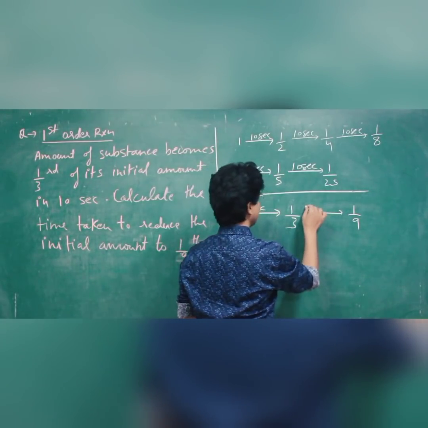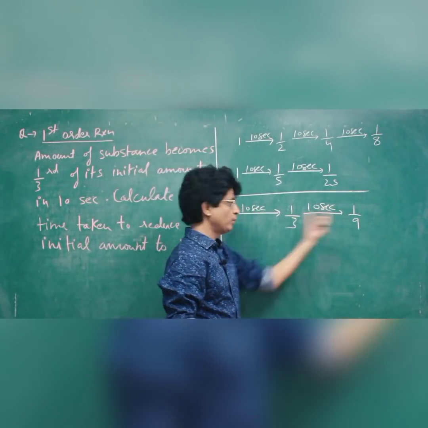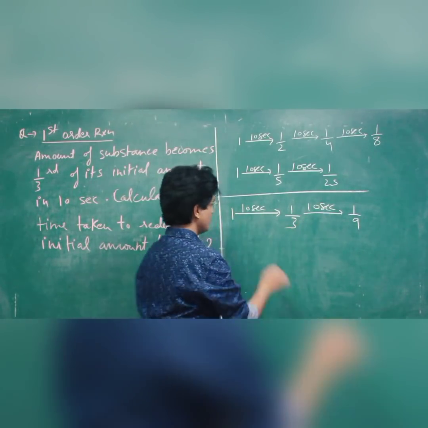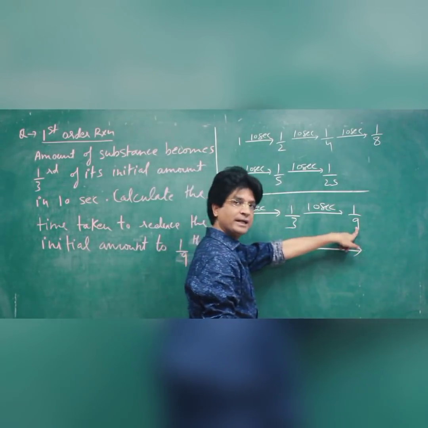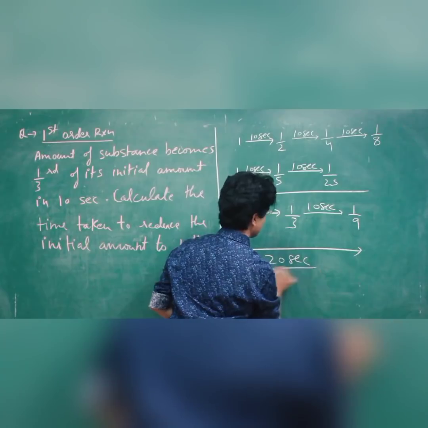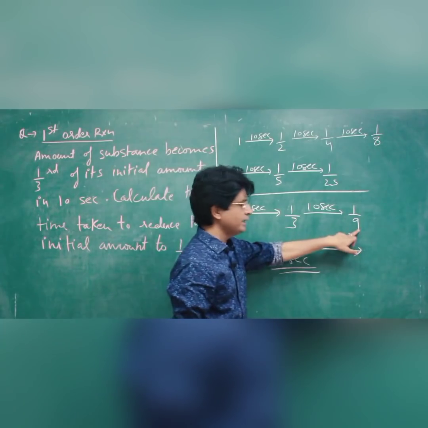So it will also require the same time because I am going to finish the same fraction of reaction, 1/3 and 1/3. So it will also require 10 seconds. So the time taken to reduce this initial amount of 1 molar to 1/9 will be 10 plus 10, that is 20 seconds. So 20 seconds will be required to reduce the initial amount to 1/9.